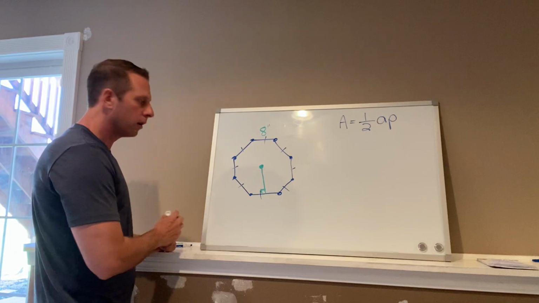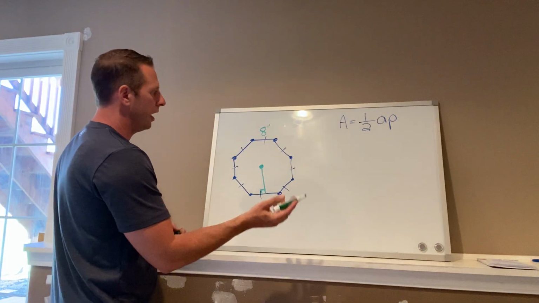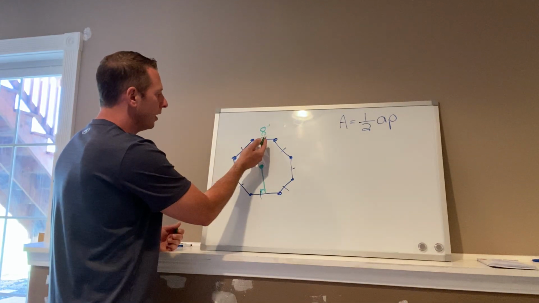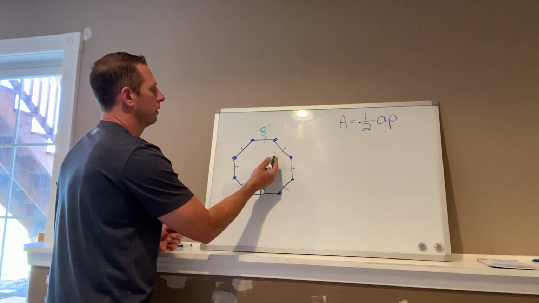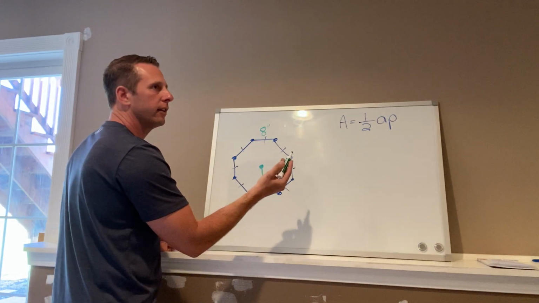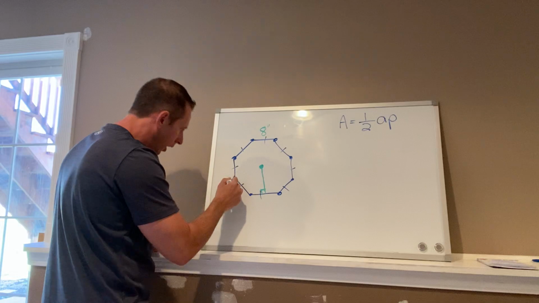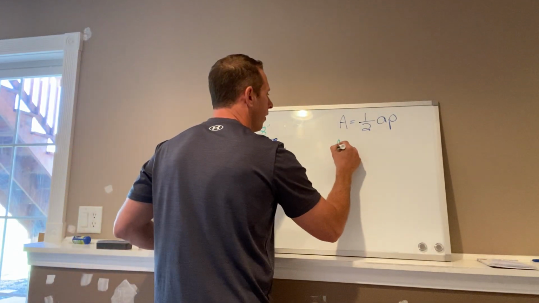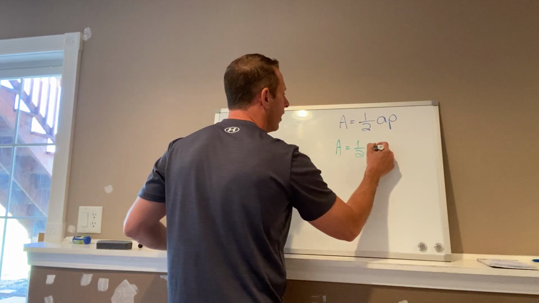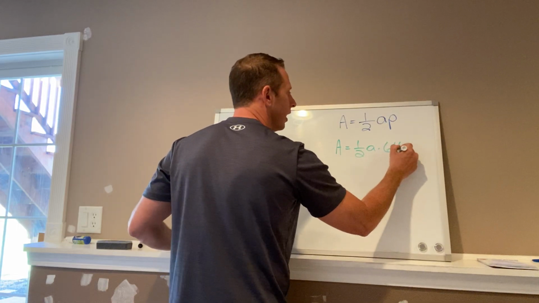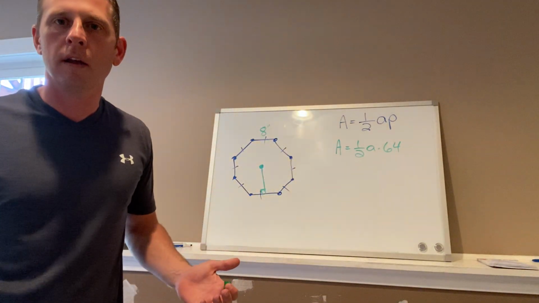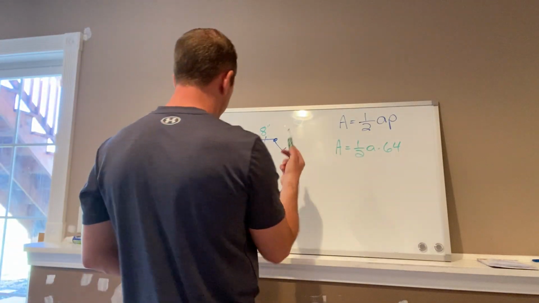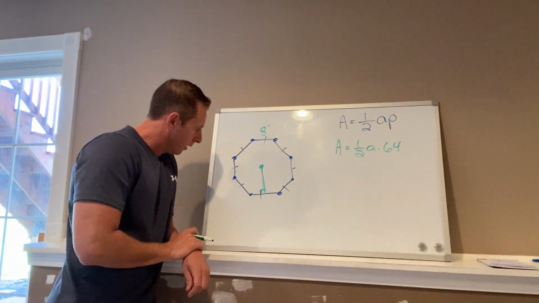All right. I know one thing already. That's 8. There's 8 sides. 8 times 8 is 64. I know my perimeter. Area equals 1/2 A times 64. Halfway done. Found the perimeter. Now I just got to find this length.